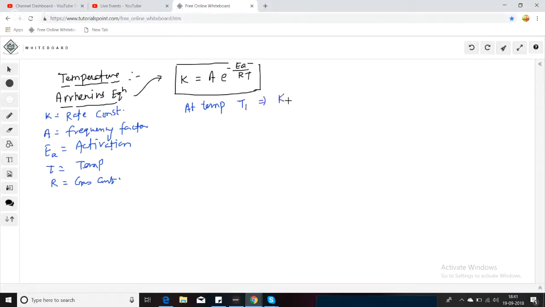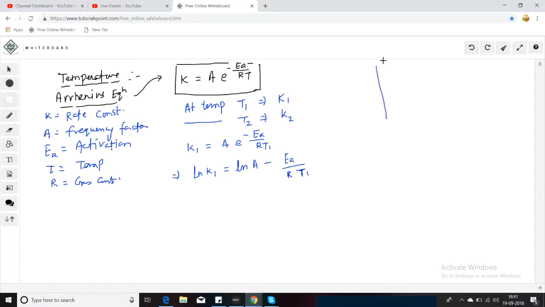the rate constant is K1, and at temperature T2, the rate constant is K2, I am assuming. See, this K and T are the only variables we have. EA is also constant for a reaction. R is also constant. A is also constant, right? So if I use this data in this expression, we can write K1 is equal to A e to the power minus EA by RT1, right? Yes or no? If I take ln on both sides, we get ln A minus EA by RT1, right?